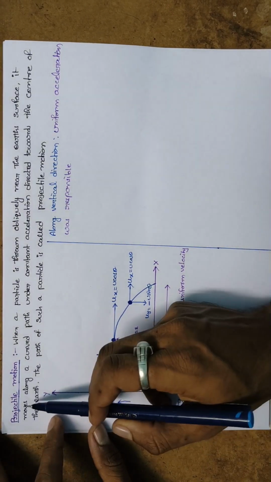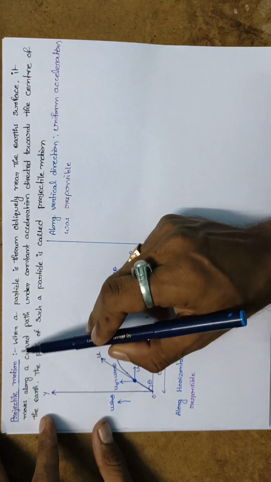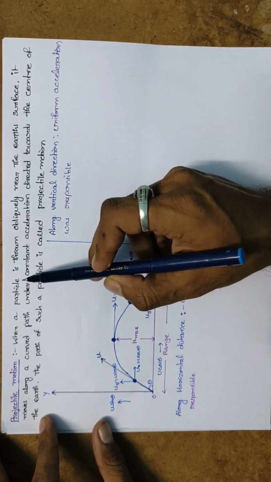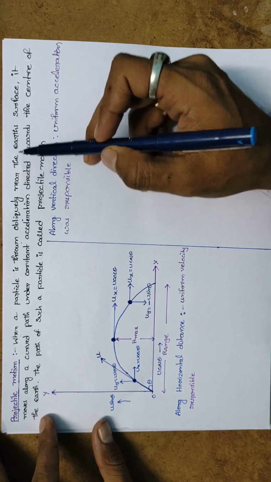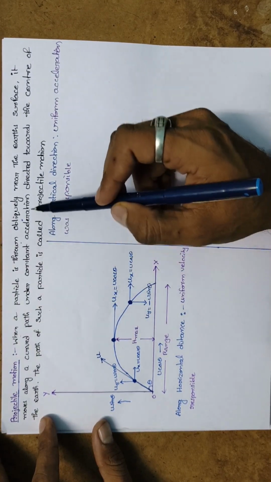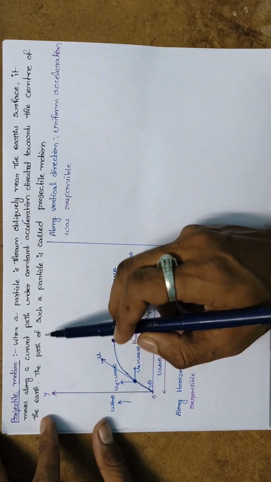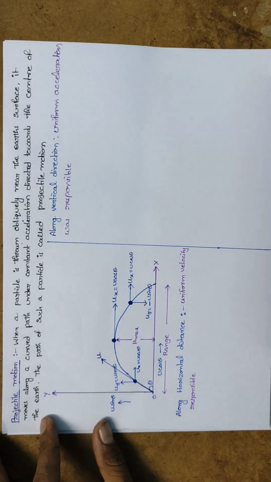So the topic is projectile motion. Okay, so already I have given a definition here. Projectile motion is defined as when a particle is thrown obliquely near the earth's surface, it moves along a curved path under constant acceleration directed towards the center of the earth. The path of such a particle is called projectile motion.